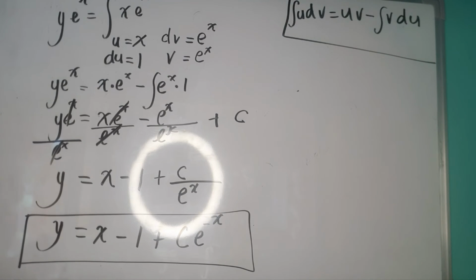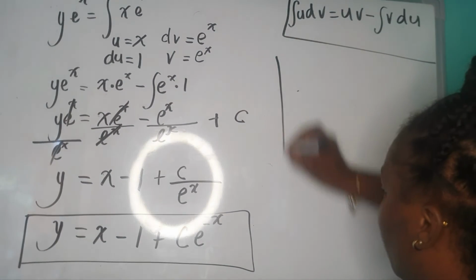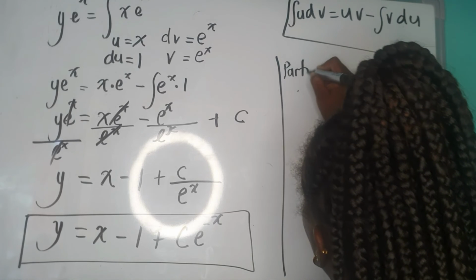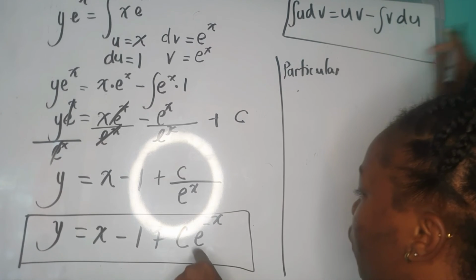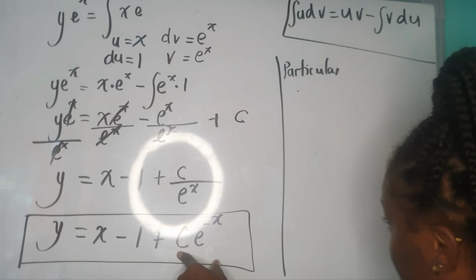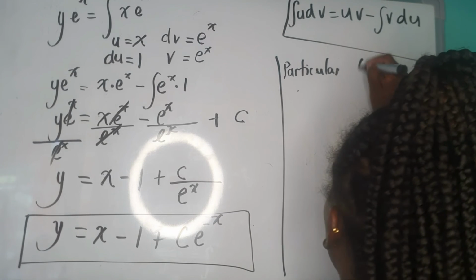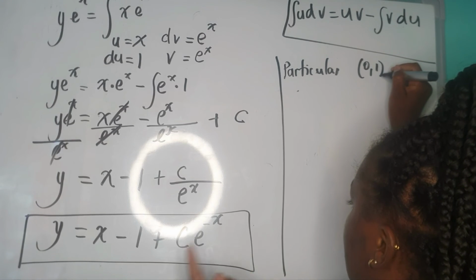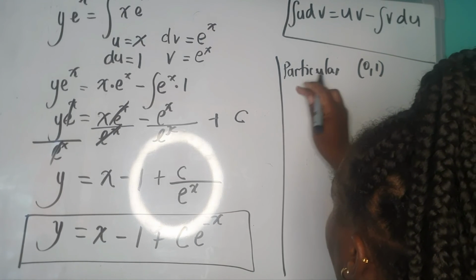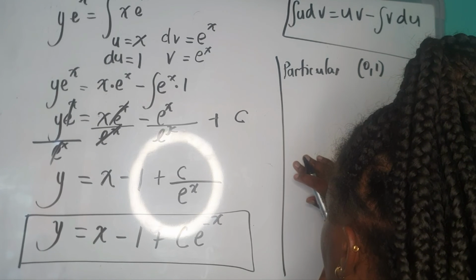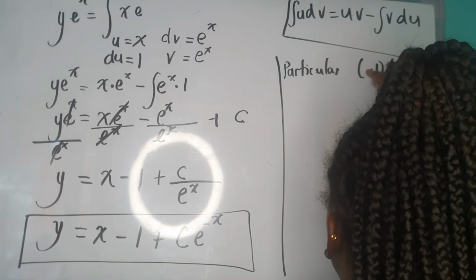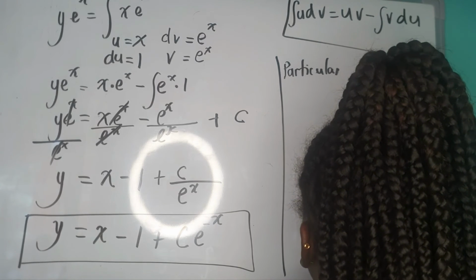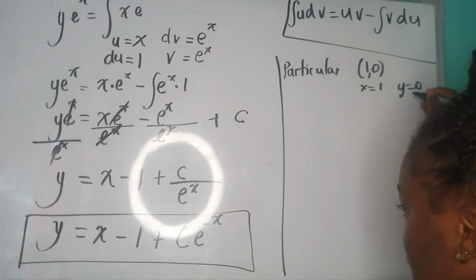Alright, suppose they ask us to calculate the particular solution, given a condition. So the particular solution is basically where we calculate the value of c. So I'm going to use a random value now. Let's say 0, 1. Let's see. No, I want to use 1, 0. Let me use 1, 0. So x would be equal to 1 and y would be equal to 0.